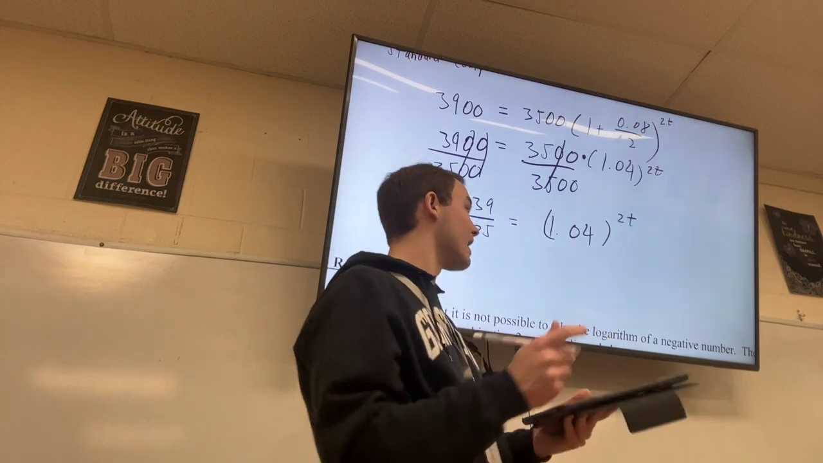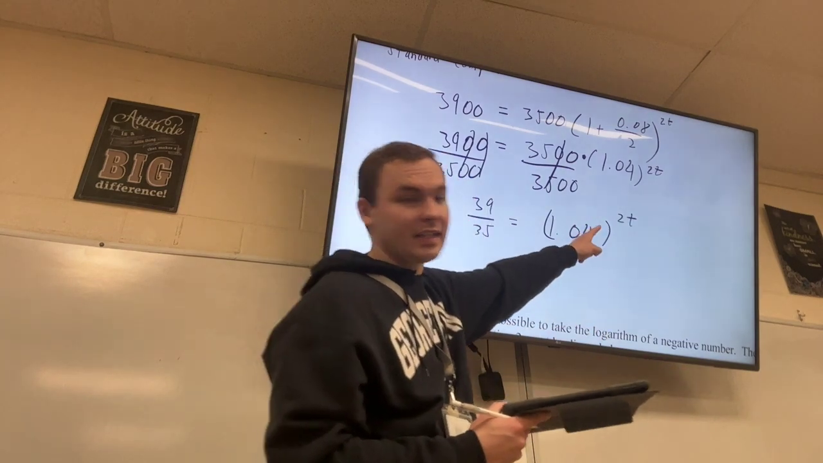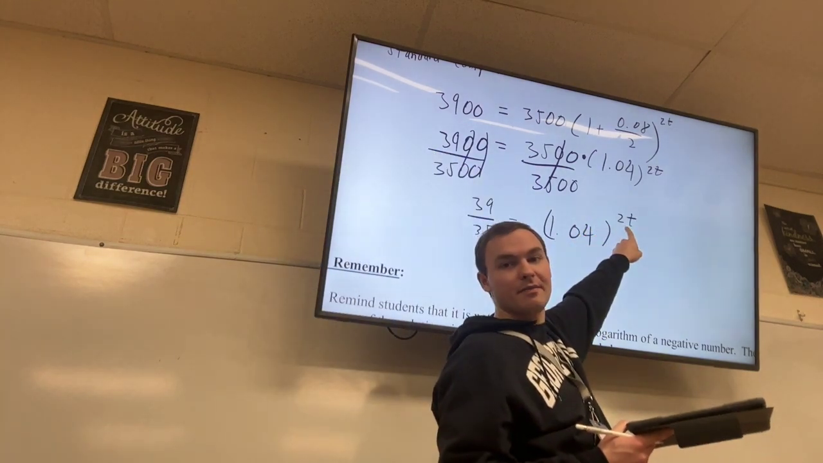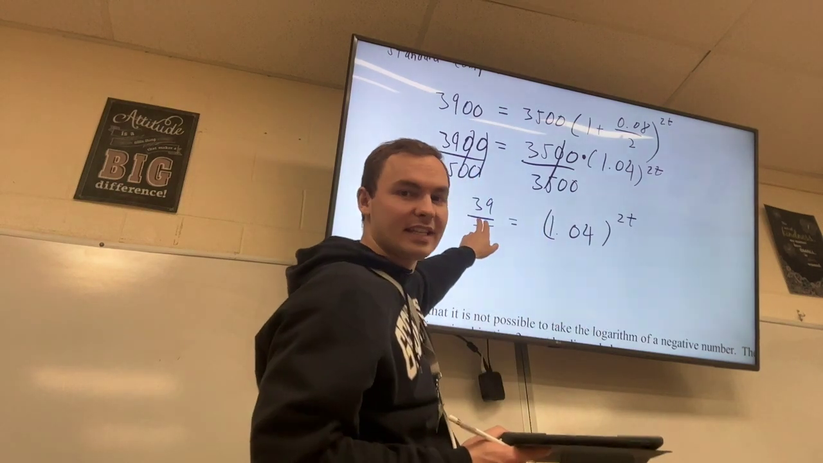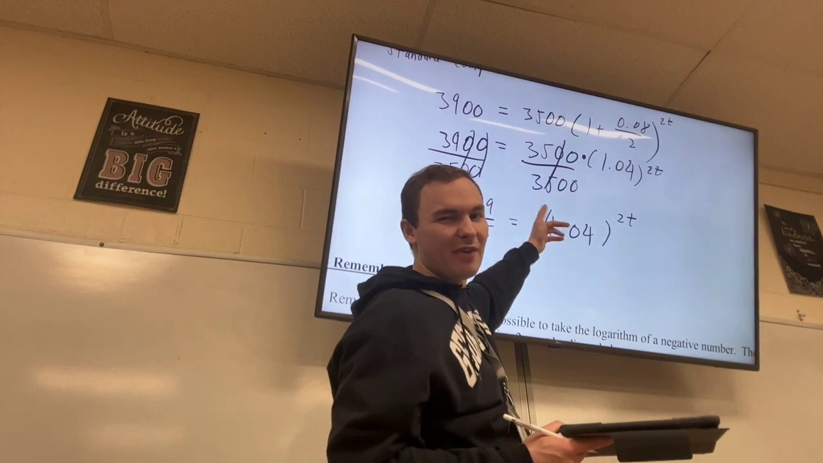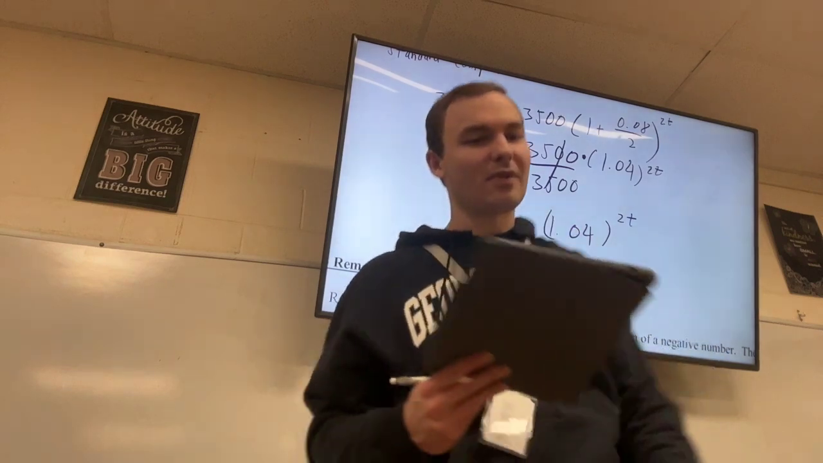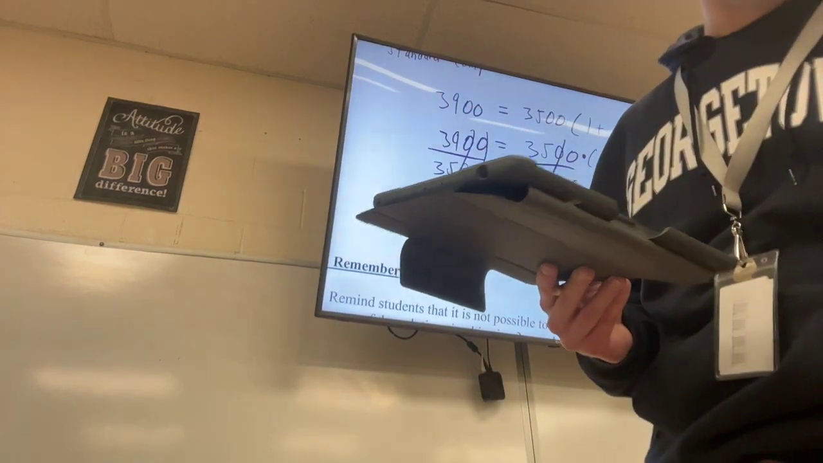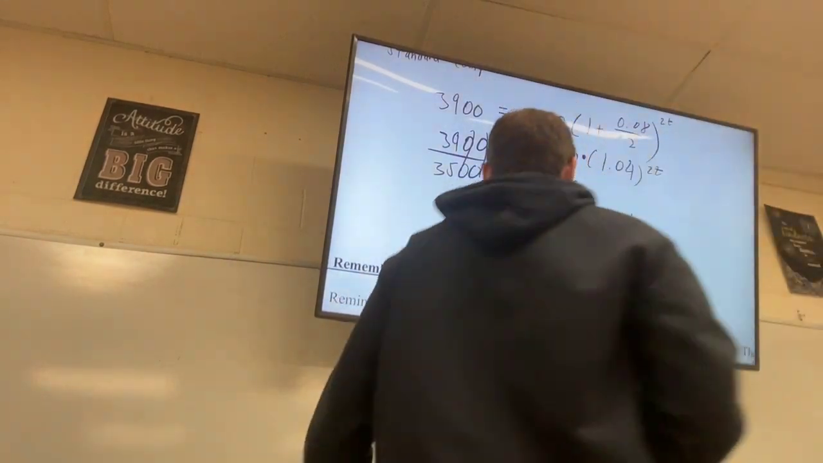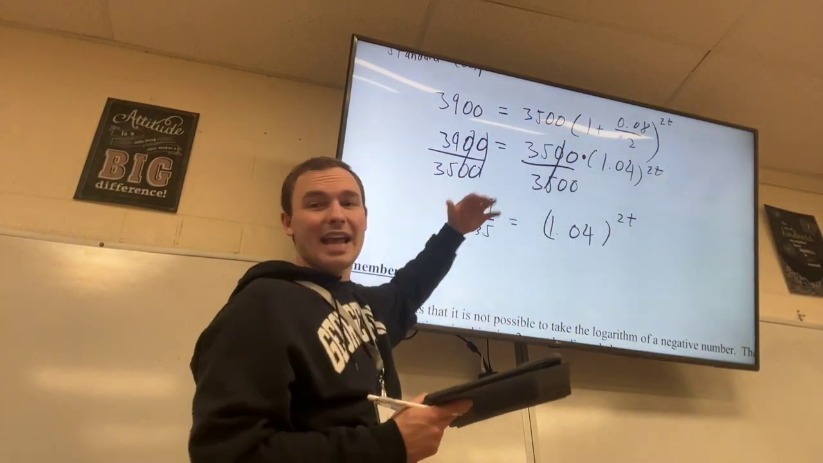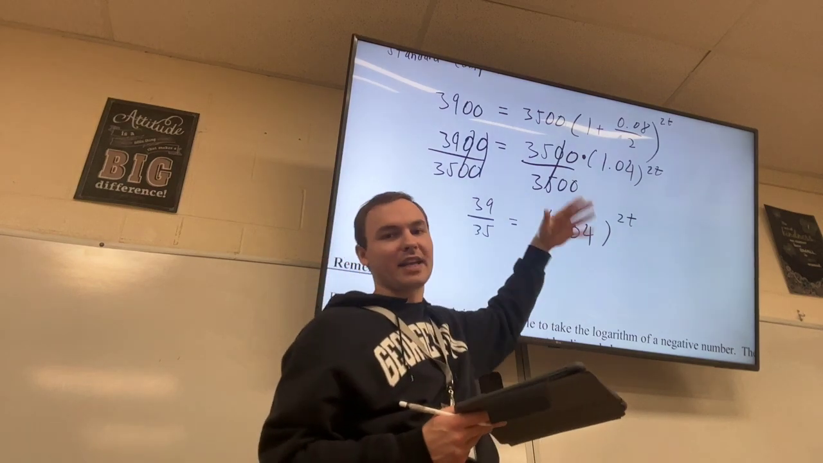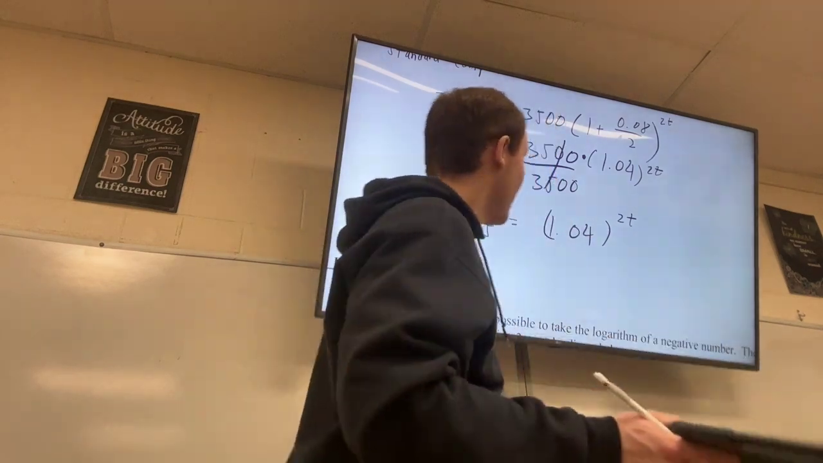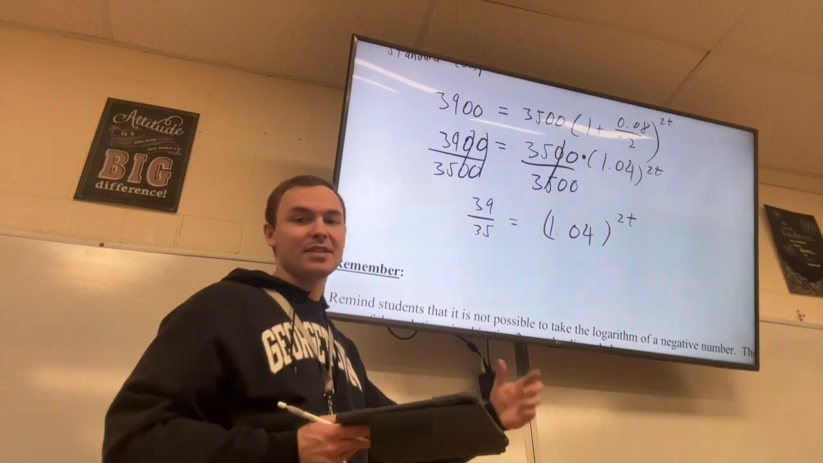Now look what I've got here, guys. My variable is stuck inside of an exponent. Are my bases the same here? 39 over 35, that's not the same as 1.04. Let me check. There's no way. Okay, it's not. They're not the same. I can't rewrite them to make them the same like I could in some of my earlier problems. So what do we do when that happens?